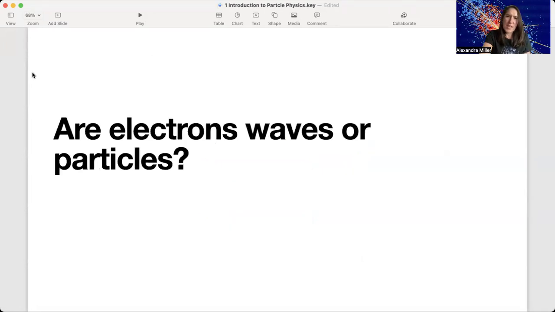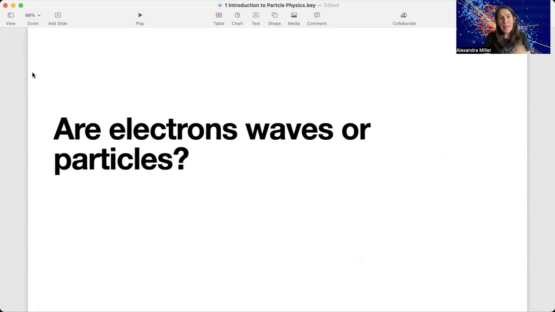What about electrons? When you first learned about electrons in your chemistry class perhaps, you thought of them as particles. You probably had the Bohr model of the atom in your mind, where you had some nucleus with electrons orbiting the nucleus, sort of like our planets orbit the sun, right? So you imagine these little tiny flecks, or tiny billiard balls orbiting the nucleus.